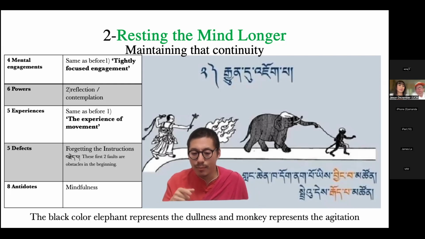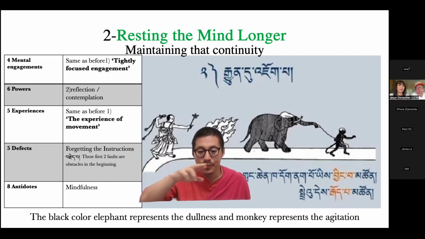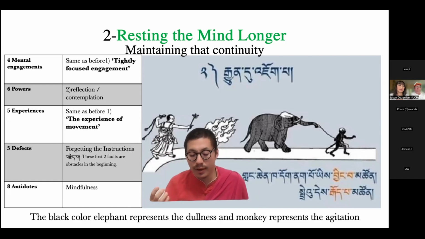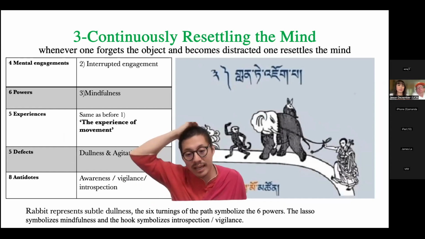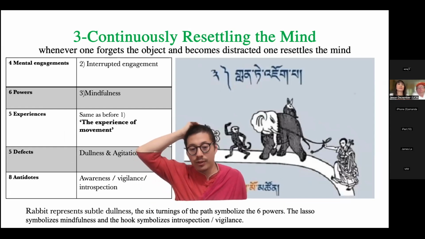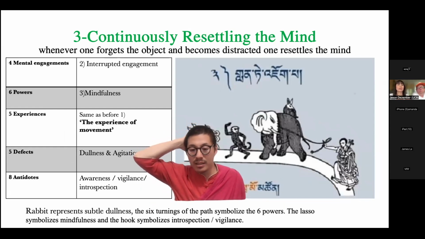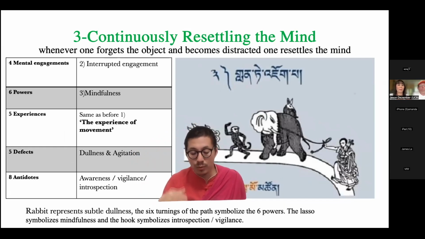So anyway, the black color of the elephant represents the dullness. If it becomes white as it walks, then it means the dullness is fading or diminishing or vanishing. And then the monkey represents agitation. So it's the second of the 9 ways of resting the mind. Now the third one is continuously resettling the mind. Whenever one forgets the object and becomes distracted, one should again resettle the mind. You have to bring back to the object that we are focusing on again and again.